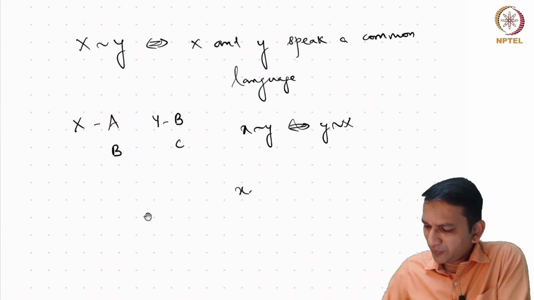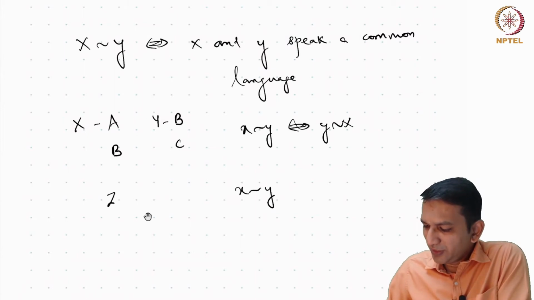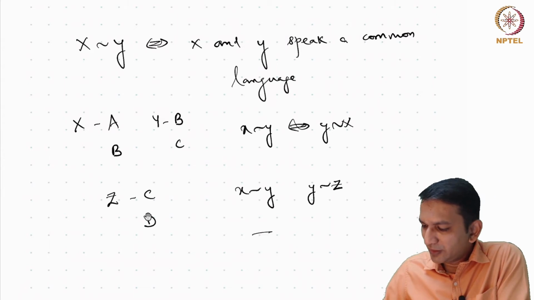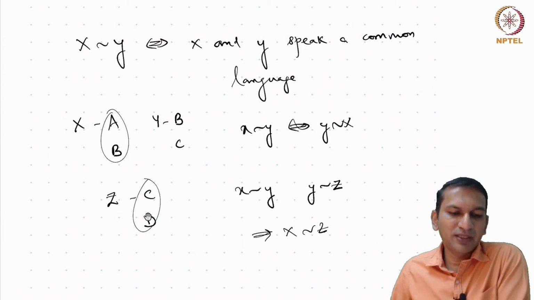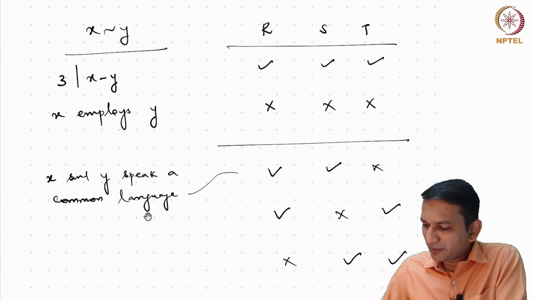Why? For example, let's say that x speaks languages A and B, y speaks languages B and C, so there is something common between x and y. Now bring in z, who might speak languages C and D, so that means y is related to z because of C. However, this does not imply x is related to z, because there are no common languages between x and z, assuming that x, y and z speak only these two languages. So you have such an example here.